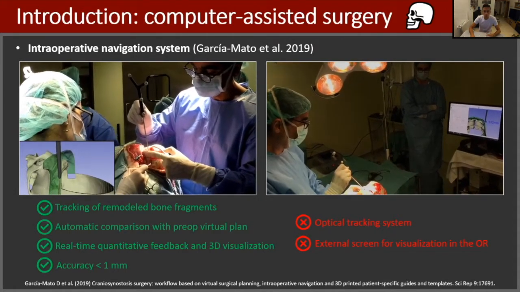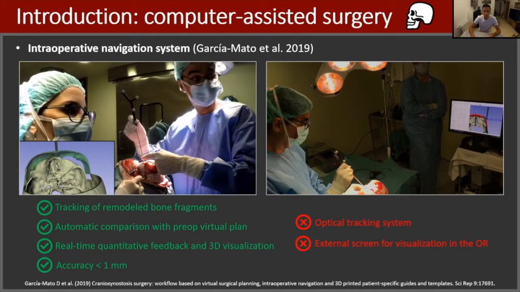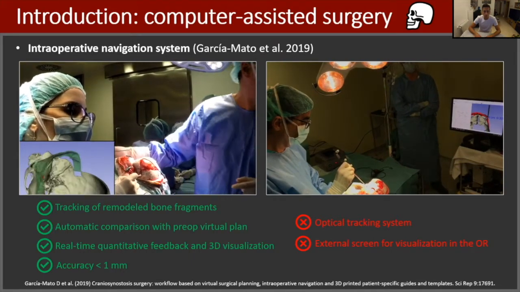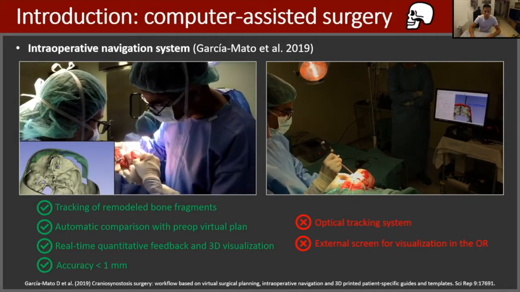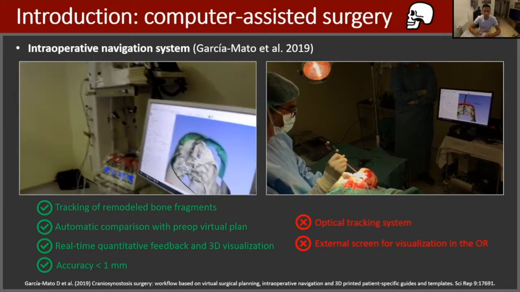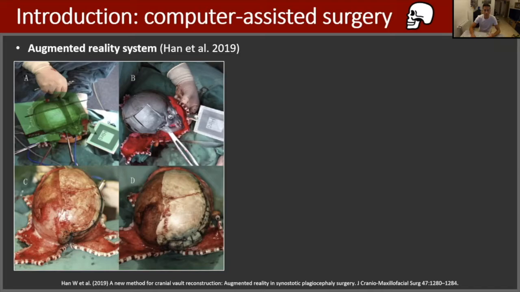Last year we proposed a navigation system which was validated and presented a high accuracy, but the main limitations of the system are that it requires an expensive optical tracking system which is not always available in all centers, and also that the information must be visualized on a different screen. Therefore, augmented reality has been proposed to avoid the surgeons looking at different points of view during the surgery, and therefore projecting everything on the surgical field.